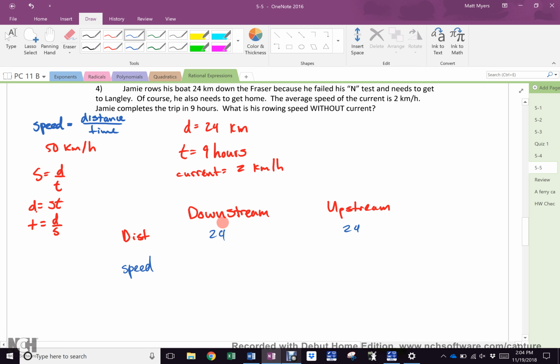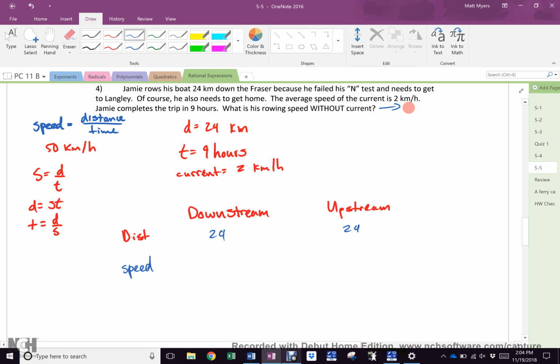When he's going downstream, the current is helping him, yes? So is that plus or minus? Plus. The current is helping him. Yes, it's plus. If I'm swimming downstream or paddling a boat downstream, is the water making me go faster or slower? Faster. So, do you guys know Jamie's speed? No. What is his rowing speed without the current? Is that my unknown? Yes. So what should I give it?